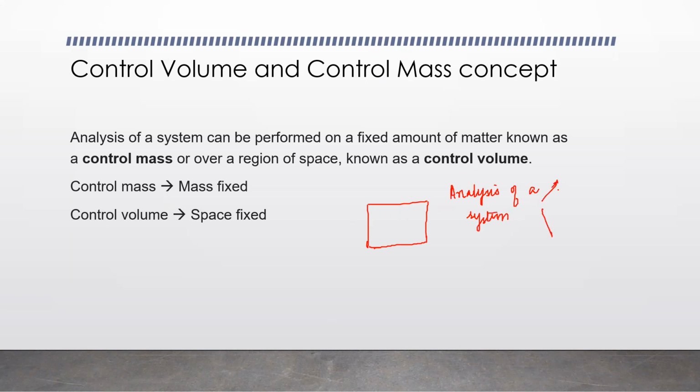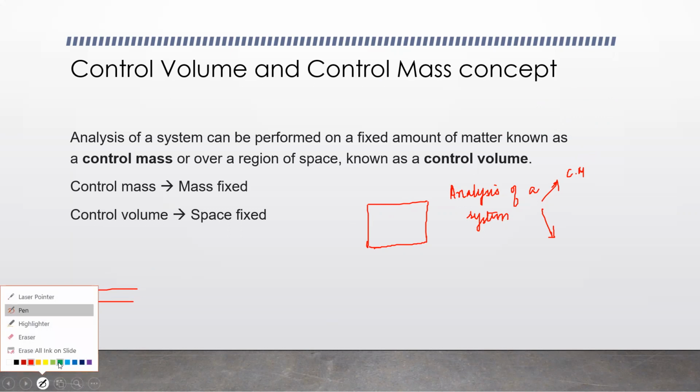The first way is using the control mass concept. All right. In the control mass concept, we are going to make sure that the mass, the amount of matter, is fixed. So let's, for example, take a gas that is flowing through a pipeline. All right. A gas that is flowing through a pipeline.